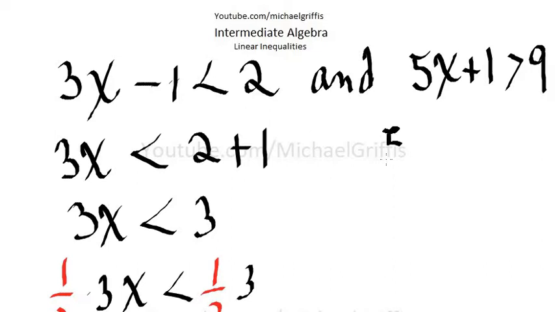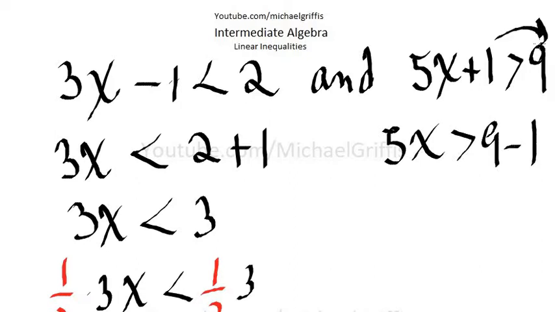Now let's take a look at 5x plus 1 is greater than 9. So we end up with 5x is greater than 9 minus 1, right? Just taking that 1 over to the right changes its sign. You can think of it that way, or subtract 1 from both sides, however you want to do it. 5x is greater than 8.